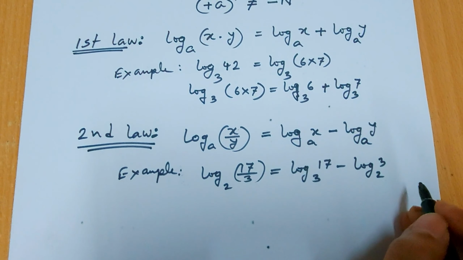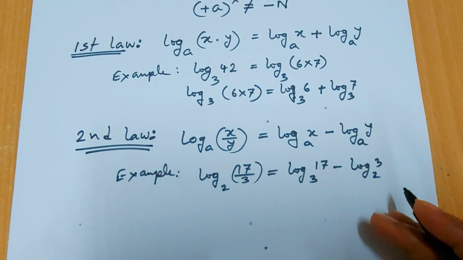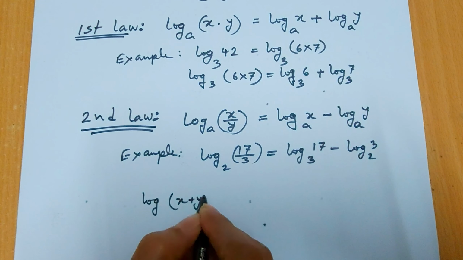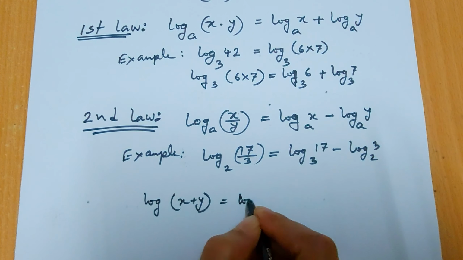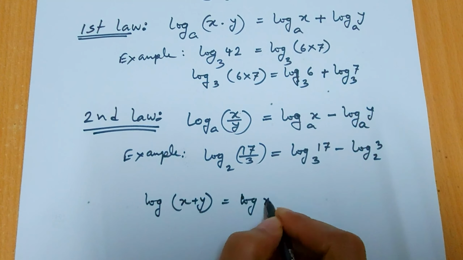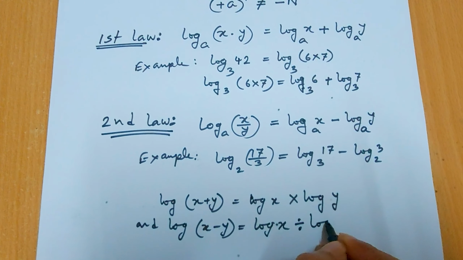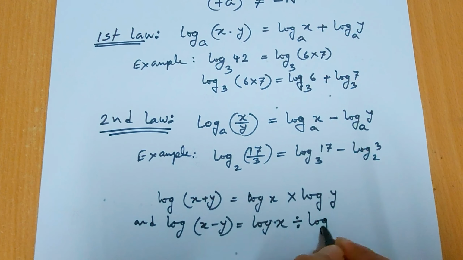But some students make some common mistakes with multiplication and division rule. They just do the opposite of it. They write log of x plus y equal to log of x into log of y, and log of x minus y equal to log of x divided by log of y. They just do the opposite of it. But these are absolutely wrong formulas.